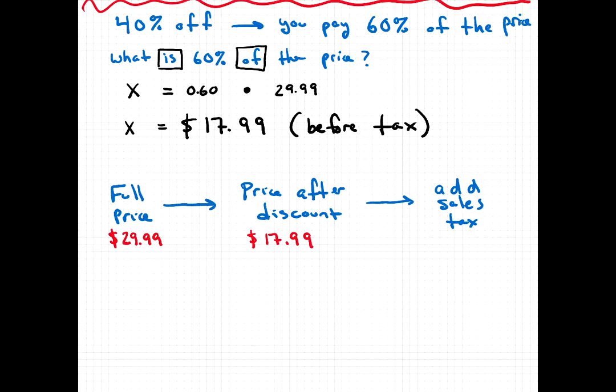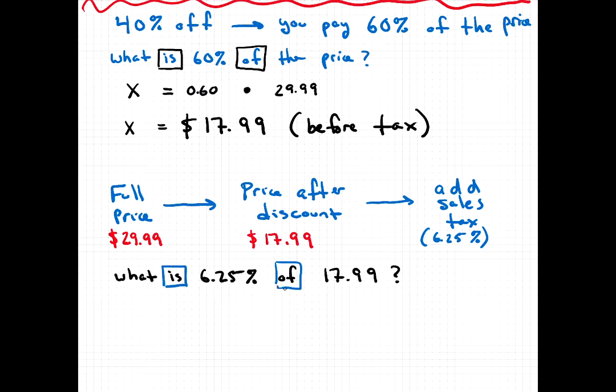So the sales tax is given as a percentage, 6.25%. So it's 6.25% of the 17.99. So we have to determine what is 6.25% of 17.99. Again, there's our is equals, of followed by a number means multiply. Now we'll convert this percentage to a decimal by moving the decimal point 2 places to the left or dividing by 100. So that's 0.0625 of is multiply, and 17.99 is already a number.